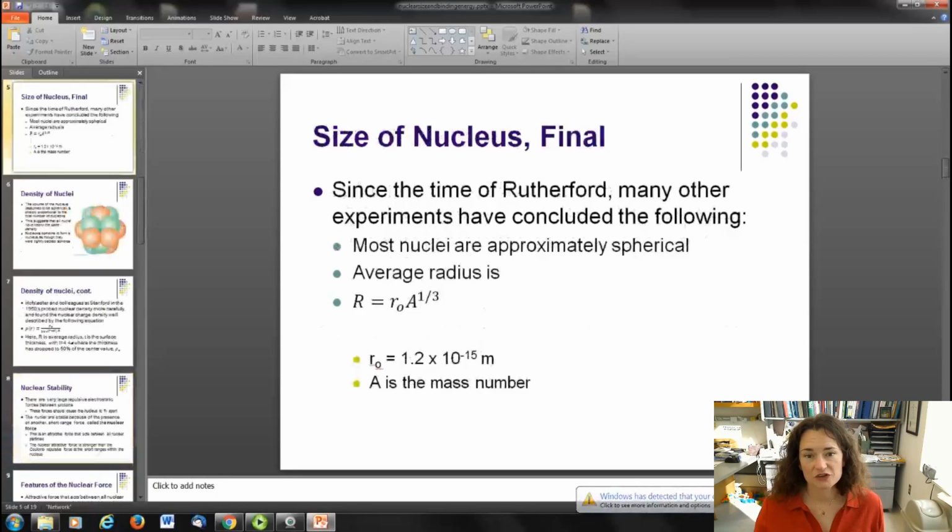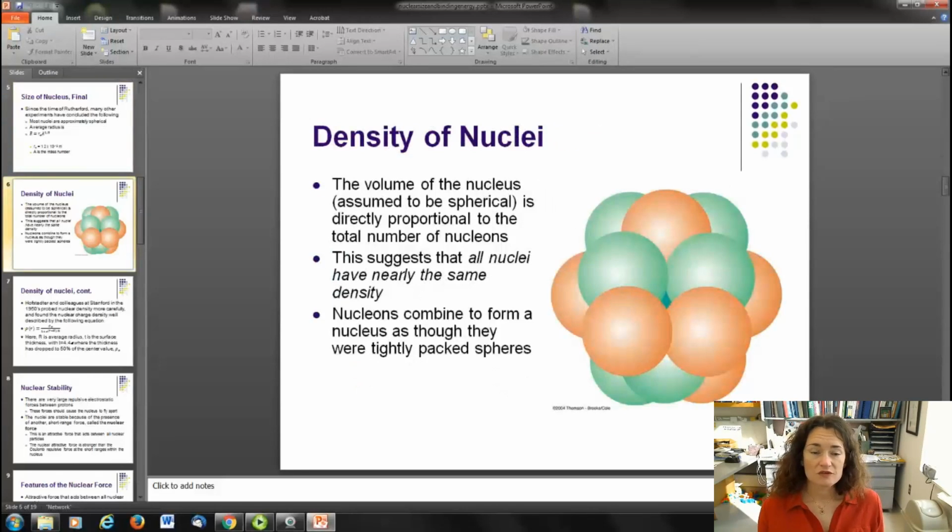So since the time of Rutherford, there have been a lot of experiments that have concluded that most nuclei are approximately spherical, that they have an average radius given by R equals r naught A to the 1/3, where r naught is 1.2 femtometers, or 1.2 Fermis, and A is the mass number of the nucleus. We've determined that the volume of the nucleus is directly proportional to the total number of nucleons, which means that all nuclei have about the same density, okay? And then as they combine, they form a nucleus as though they were tightly packed spheres, as you can see here in this picture.